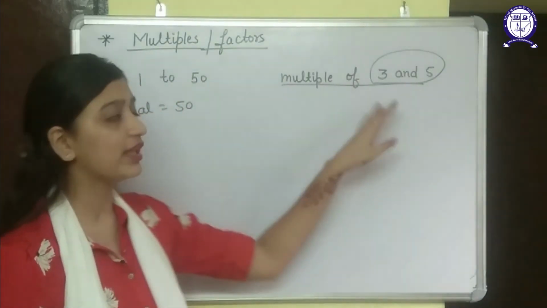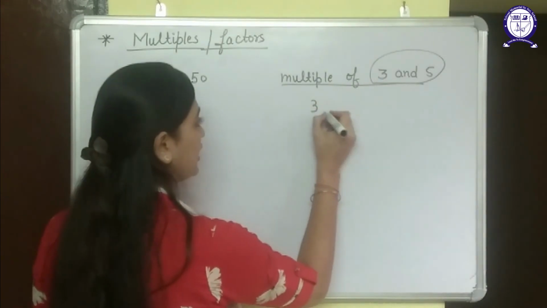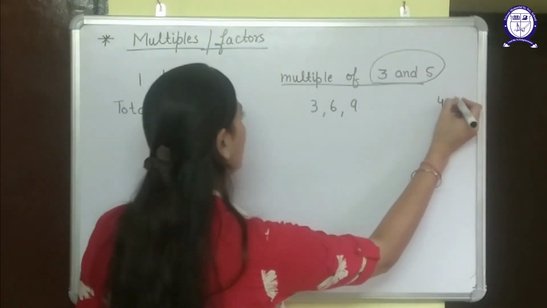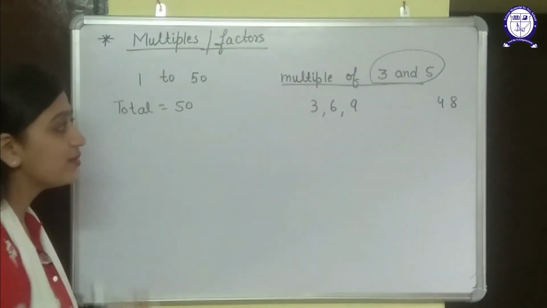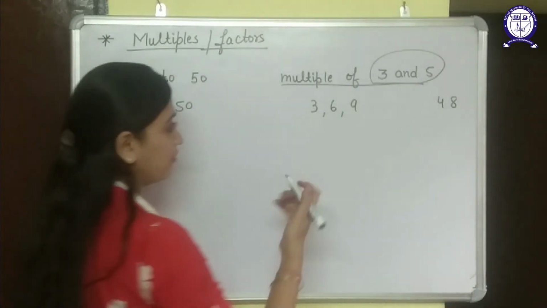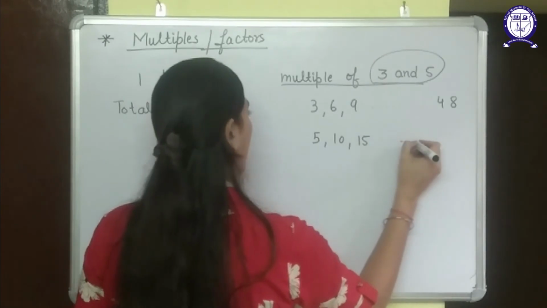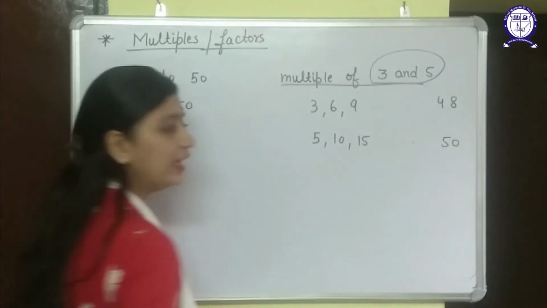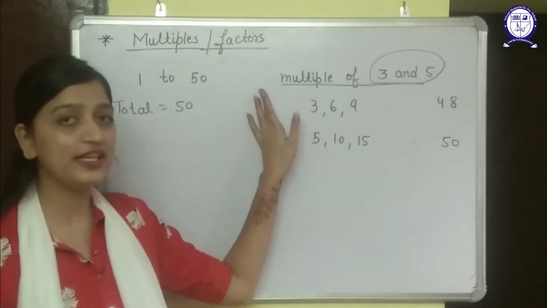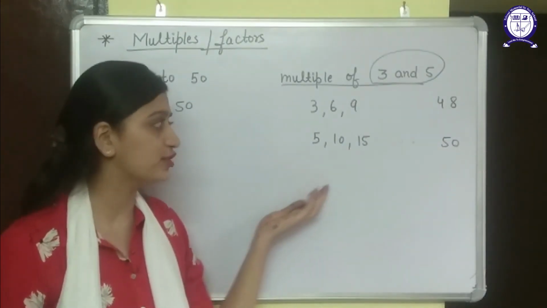Like if I take the multiples of 3 from 1 to 50, they will be 3, 6, 9 and they will go up to 48. The last number will be 48. Now similarly if I take multiples of 5, they will be 5, 10, 15 and it will go up to 50. I have written the tables of 3 and 5. Multiples means the table, that is the multiples of 3 and multiples of 5.